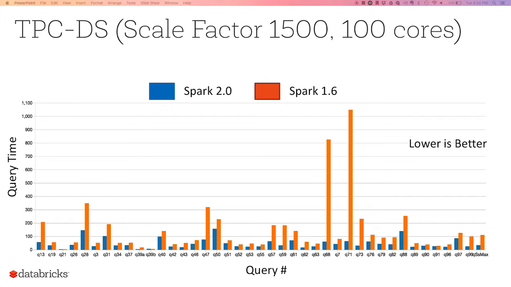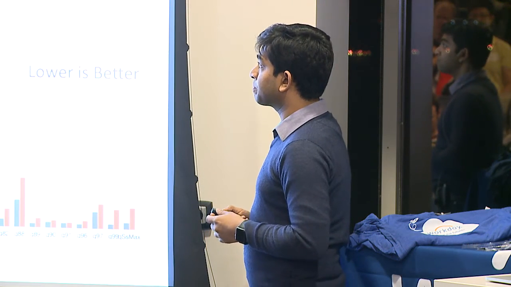So this is basically the end-to-end result on the TPC-DS benchmarks between 1.6 and 2.0. On the y-axis, I have the query response time. This benchmark was done on a scale factor of 1500 on 100 cores. And obviously, the smaller bar or lesser query time is better. Spark 2.0 is, in general, around 3 to 5 times faster for a wide majority of queries as compared to 1.6. And this is just, I believe, 39 queries, because Spark 1.6 only supported 39 of these queries, whereas Spark 2.0 supports all TPC-DS queries.